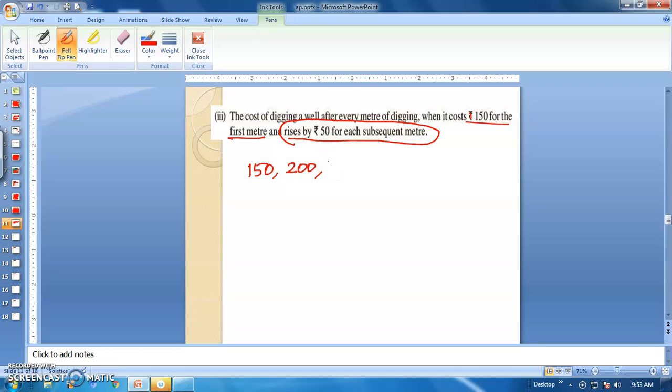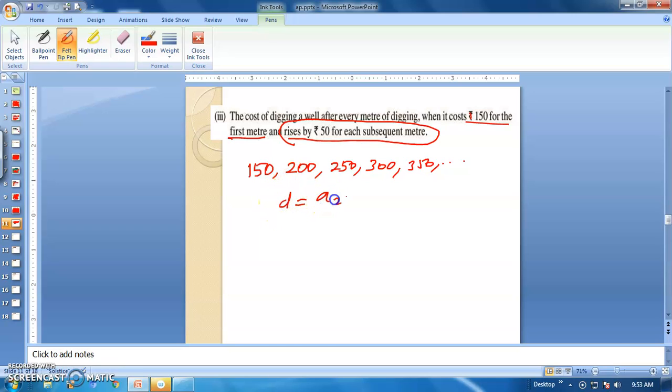And what about the third meter? Again you add 50, because it is given that it rises by 50 for each subsequent meter. So it becomes 250, and 300, and 350. It keeps going on. Now, does this series form an AP or not? So check the common difference. How can we find the common difference?